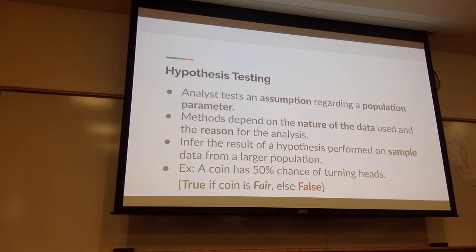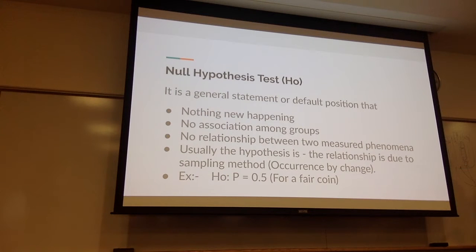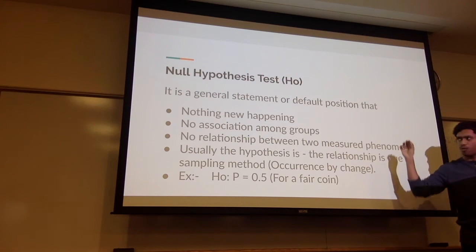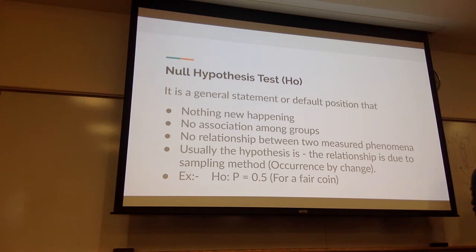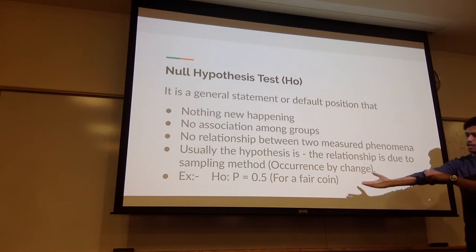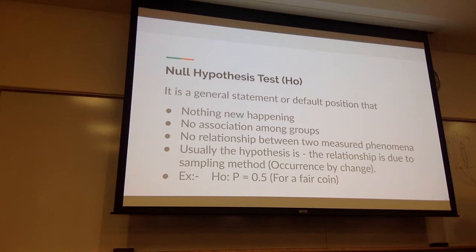So this is the hypothesis that you will have, and this is a way of testing. There are a lot of ways to test this hypothesis. The most basic way of testing is the null hypothesis. What does the null hypothesis say? It says that nothing new is happening, and there is no association among groups. There is no relationship between two measured phenomena. What this usually means is the relationship is due to the sampling method. Let's say you have 2 columns and you are sampling them. The relationship between those 2 columns is random in nature. It's not because the relationship actually exists. It's because we have picked in such a way that that relationship exists. So that's what the null hypothesis states. For example, the null hypothesis for this is 0.5 for a fair coin.